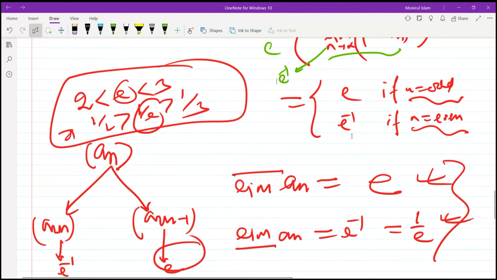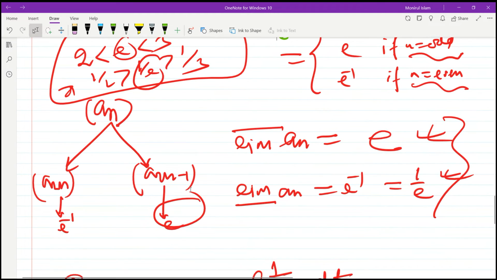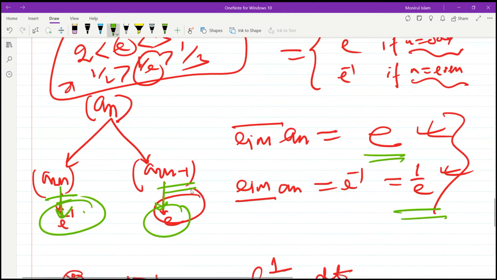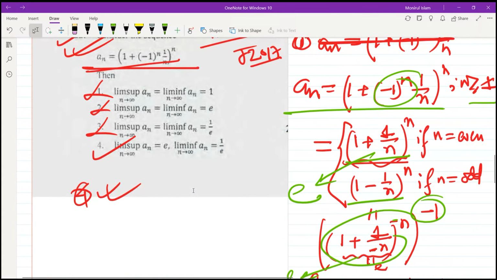Okay, so basically this sequence a_n has two subsequences: one is a_2n and the other is a_2n minus 1. The even subsequence tends to e, and the odd subsequence tends to e inverse. Okay, so limit superior will be e, and limit inferior will be 1 by e.